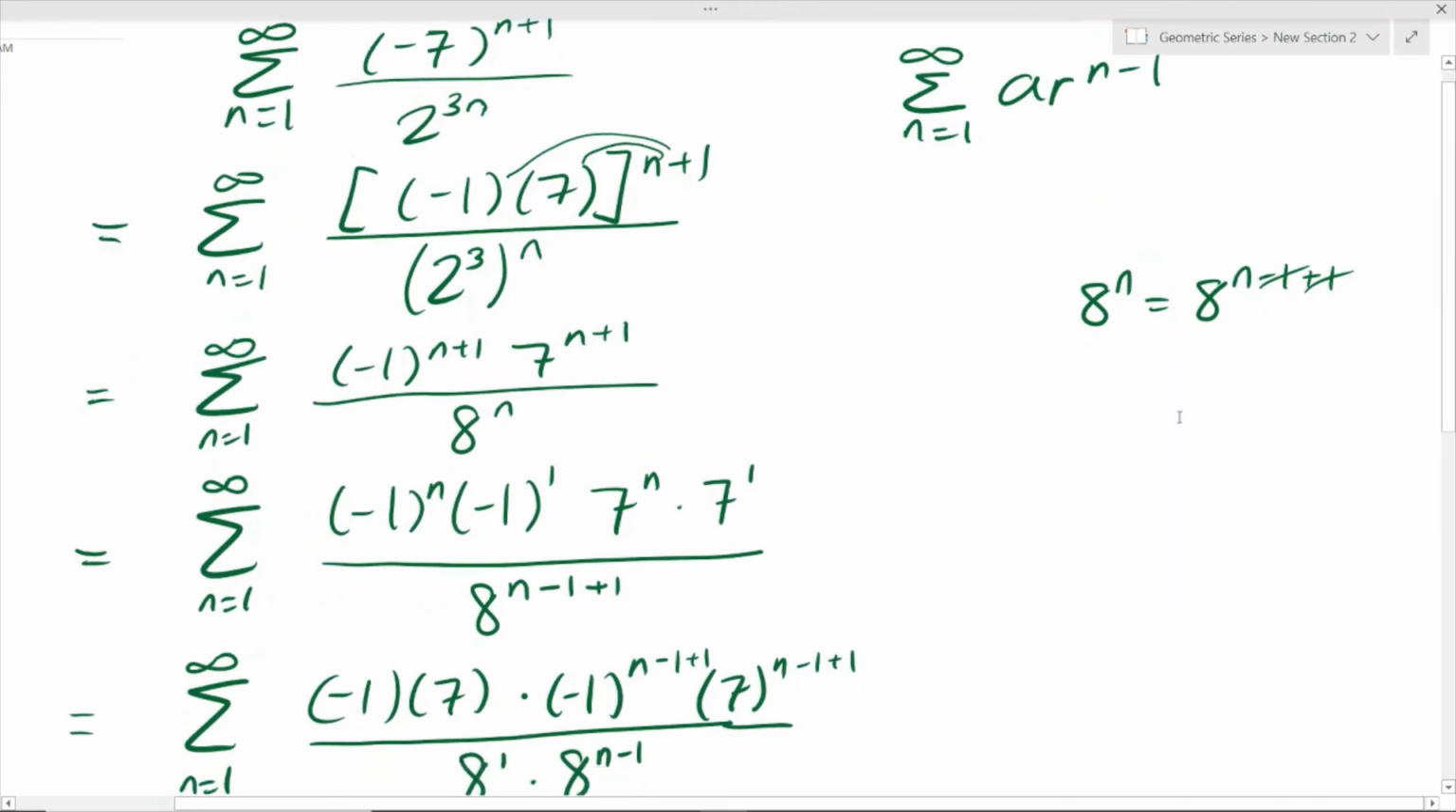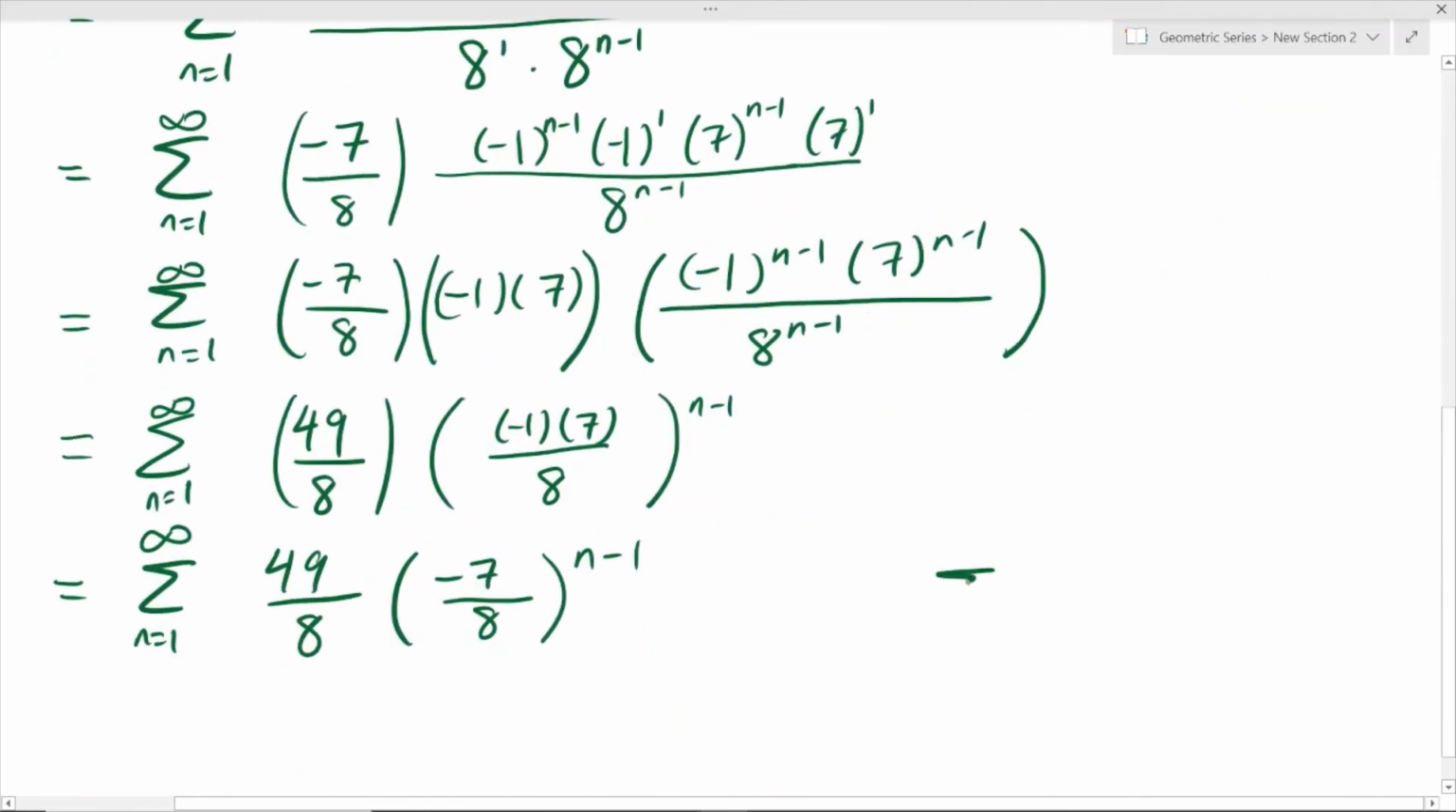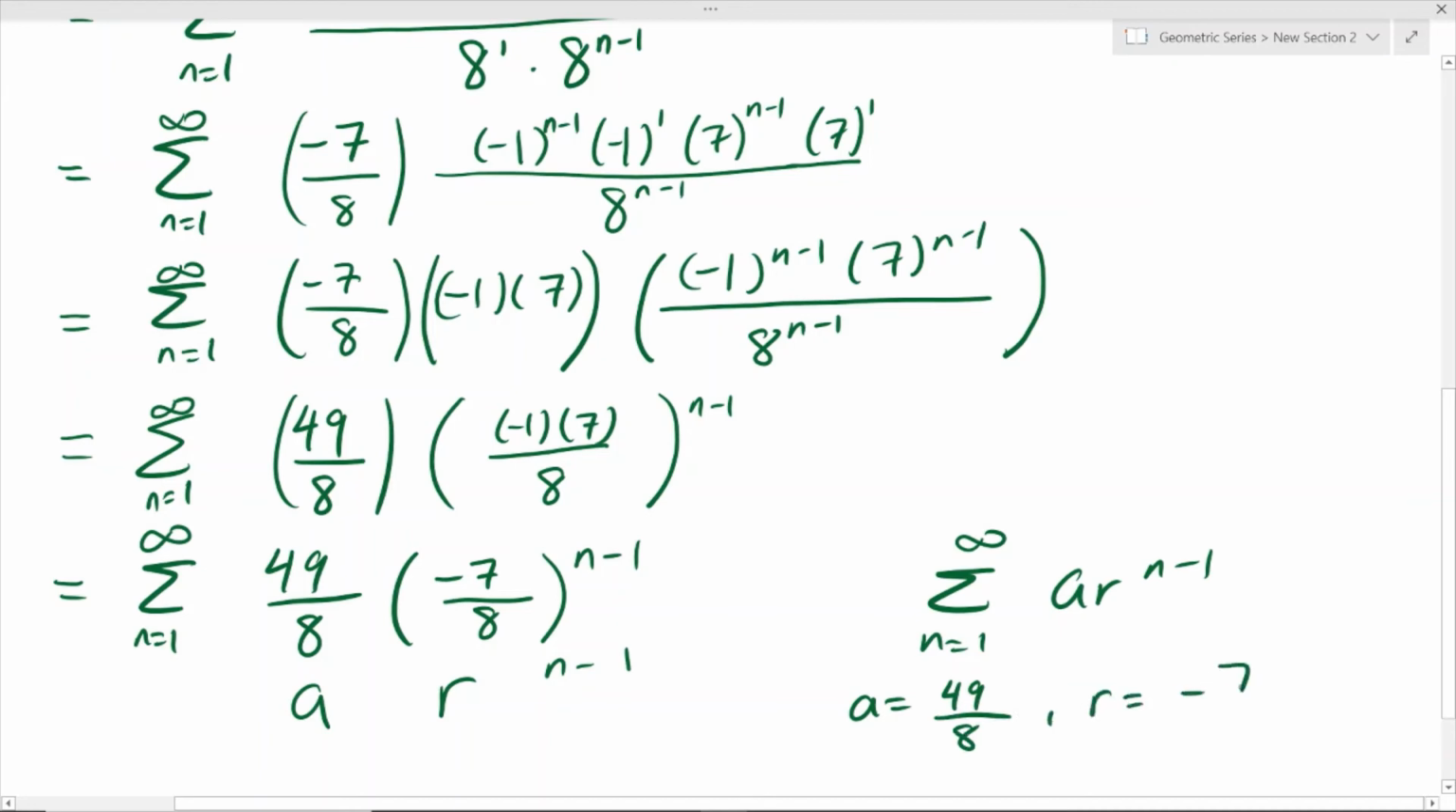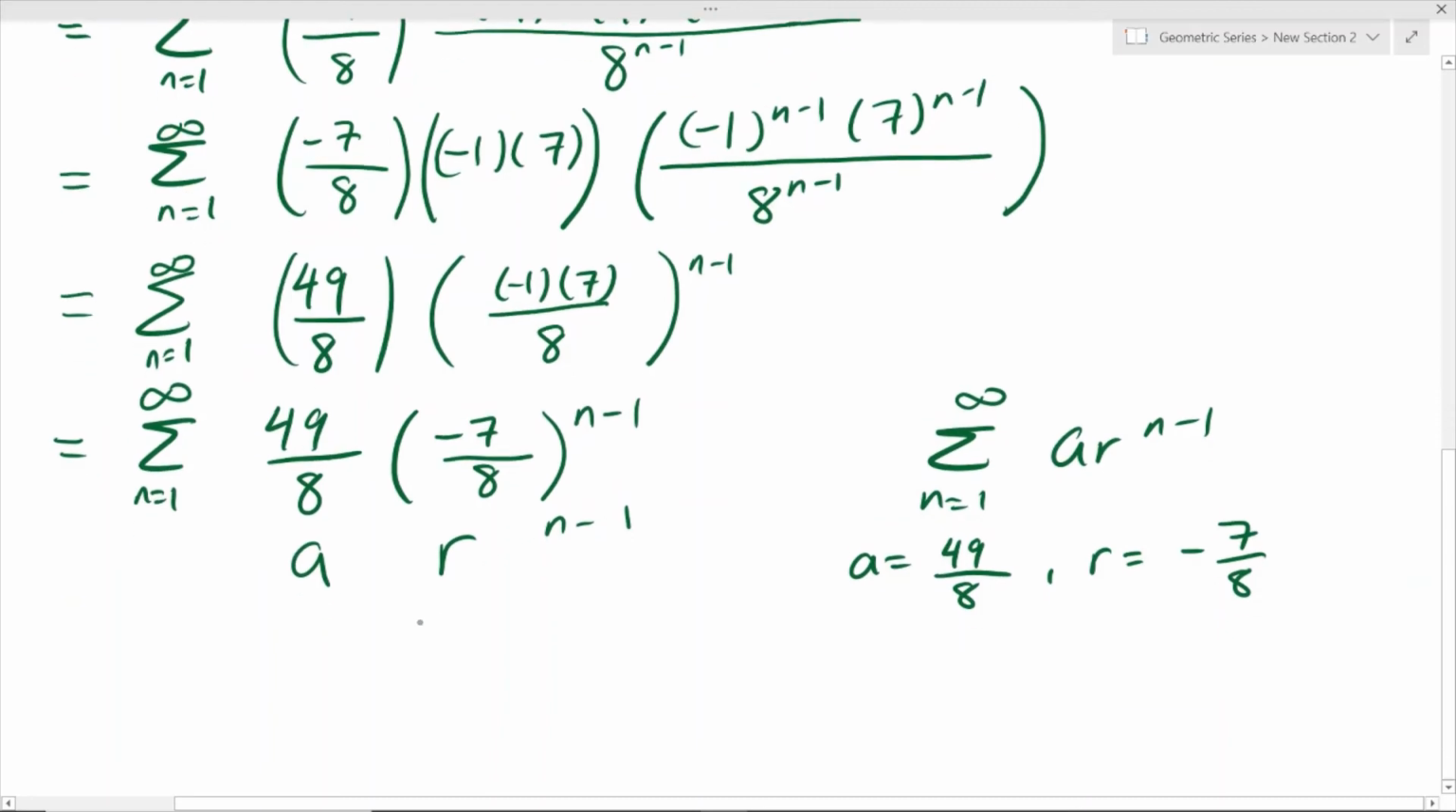We got this format, right? Recall the format looks something like this, if we were to compare it side by side. So it's this format. Now, if we look at this format, this part's going to be our a, and this part's going to be our r. If we match it up, this is our a, this is our r, and then r to the exponent of n minus 1, right? So, a is going to be equal to 49 over 8, and our r is going to be equal to -7 over 8.